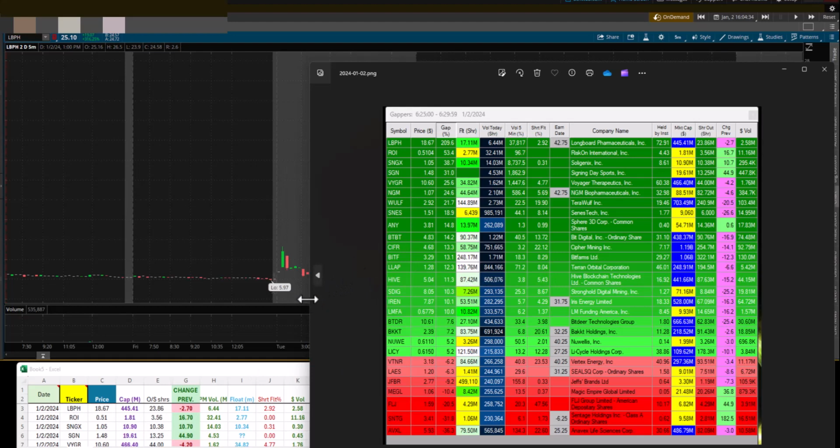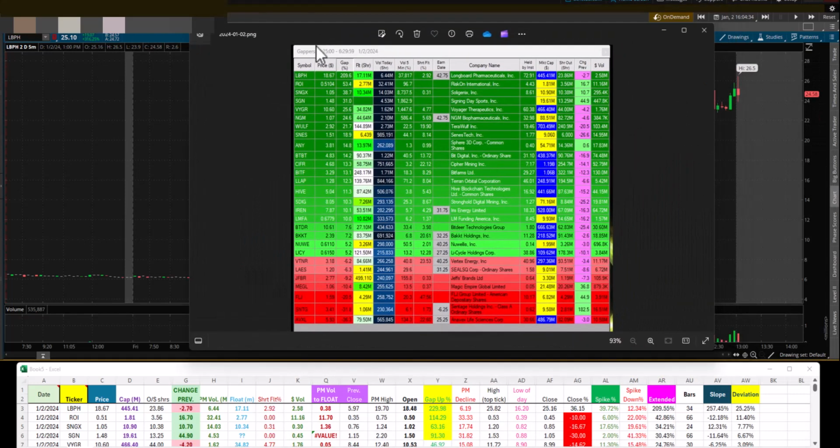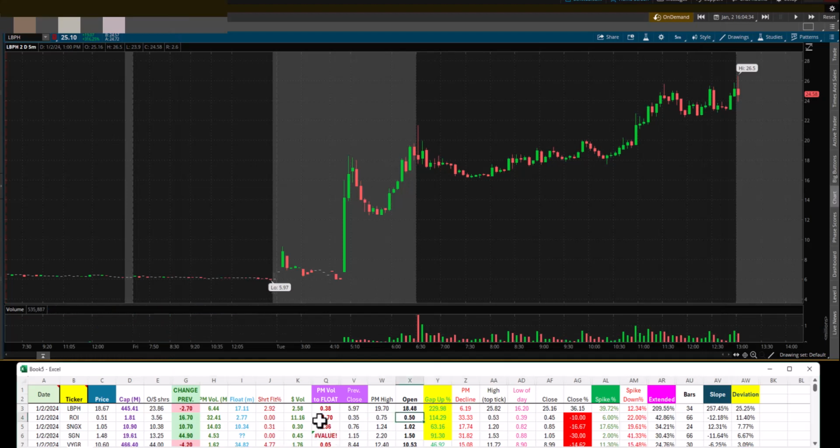So this one, you would start with the price, the ticker, price, market cap, outstanding shares, the change from the previous day, the pre-market volume. Remember, I mostly only track those that have 1 million pre-market volume or greater. Anything less, I don't track. The float, you just pretty much copy from here, type it over here, short float, volume. And then this is a ratio right here, the pre-market float to volume.